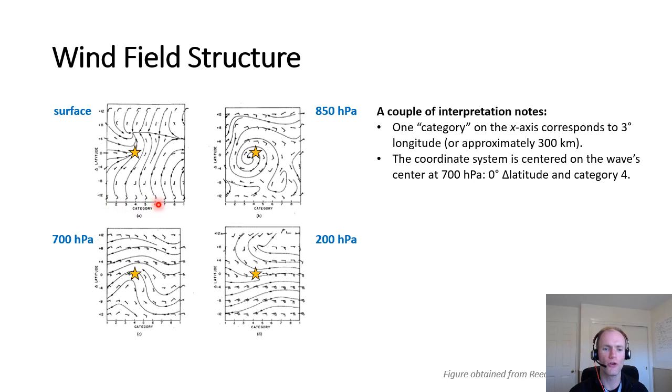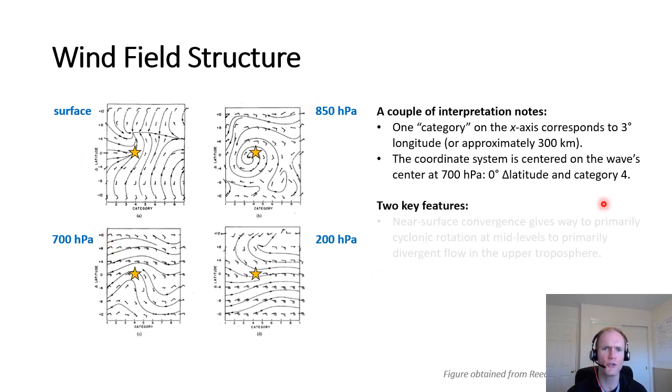Every category that we have here is about 3 degrees longitude, or about 300 kilometers. So categories 3 and 5 would be 3 degrees longitude west and east of the wave axis center at 700 hectopascals. So we can interpret this like we would a spatial plot at each one of these 4 surfaces.